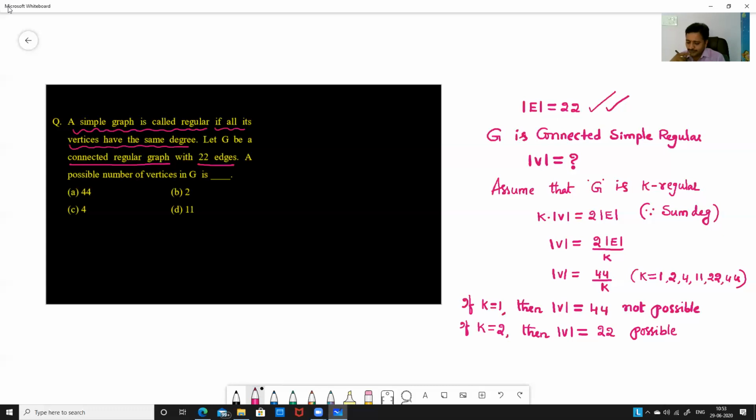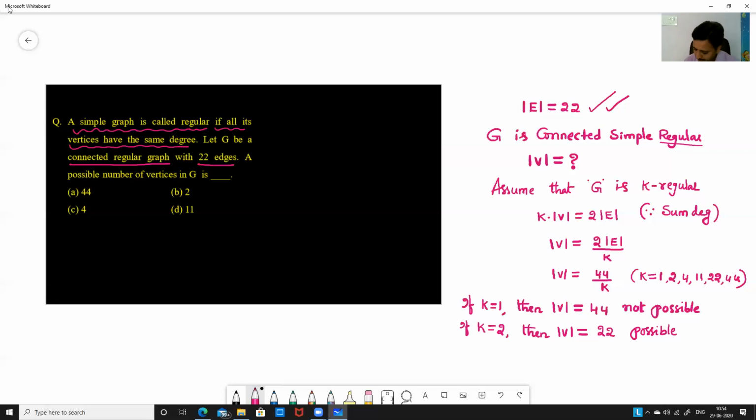Suppose K equals 2, then the number of edges is 22. They clearly mention that it is a regular graph. K equal to 2 means a 2-regular graph. In a 2-regular graph, 2 into V equals 2 times the number of edges, which is satisfied. Therefore, both conditions are satisfied, so I can say it is possible.